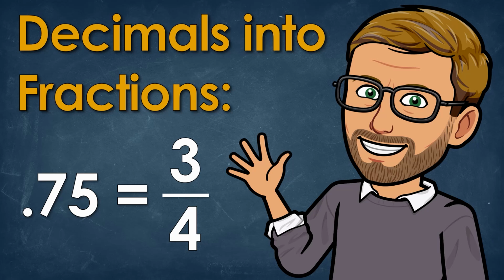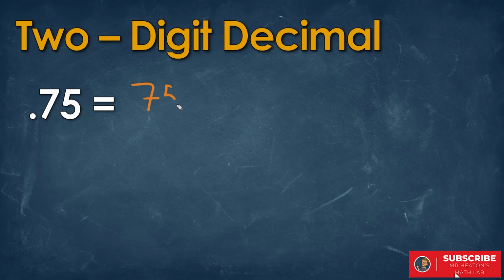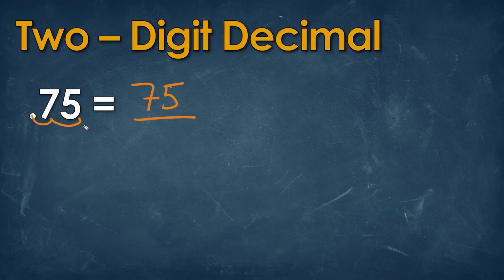In this video, we're going to learn how to take a decimal and turn it into a fraction. So we'll start by taking the number that we have minus the decimal. So we have 75, we ignore that decimal place, we put that over a fraction. And we know that there are two decimal places here. So always put a 1, and since there are two decimal places, it means we're going to have two zeros. Okay, two decimal places equals two zeros.